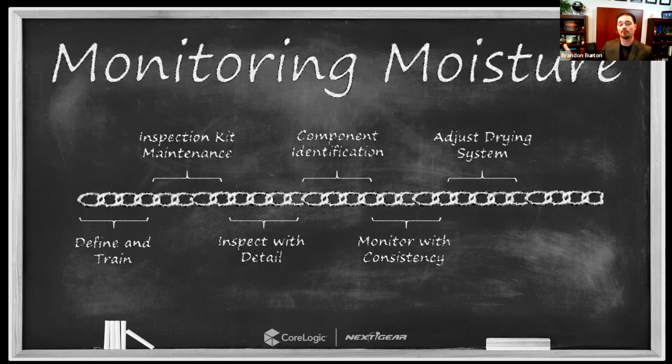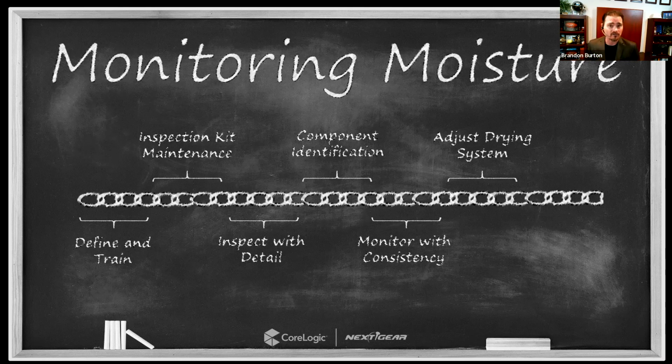Then obviously from a drying perspective, use the monitoring data to make decisions, right? And that's the other thing that we're going to spend a lot of time on in a future episode, is how do I make adjustments to my drying system based on this data? What kind of adjustments do I make? And how do I adjust what I'm doing to respond to this?